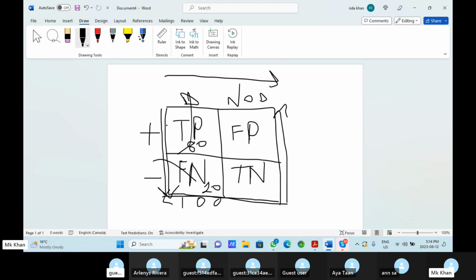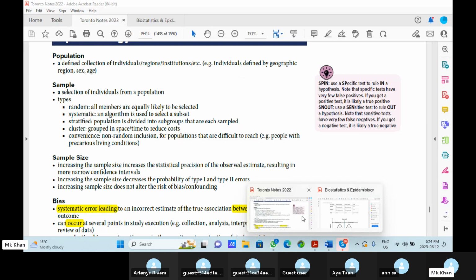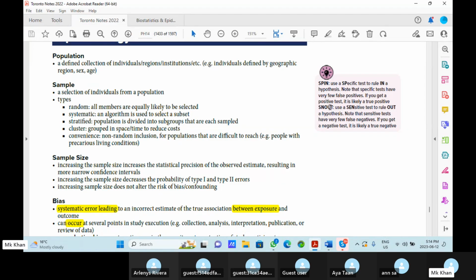So now we will see the actual definitions of the sensitivity and the specificity. For the sensitivity, they say SNOUT. So what does SNOUT mean? A sensitive test to rule out a hypothesis. Note that a sensitive test has very few false negatives. If you get a negative test, it is likely a true negative. I mean, these lines are so complicated, but SNOUT means a sensitive test will detect all the positives in the population, and N means if it is negative, it rules out the disease.